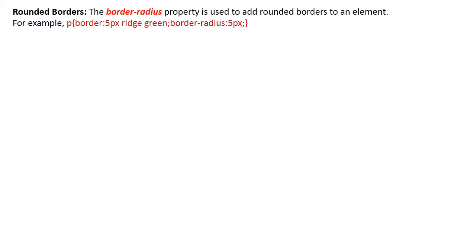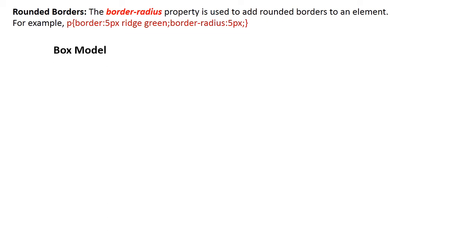We have rounded borders. The border-radius property is used to add rounded borders to an element. For example, on this paragraph, we have a border of 5 pixels, ridge, and green. Border radius is 5 pixels.